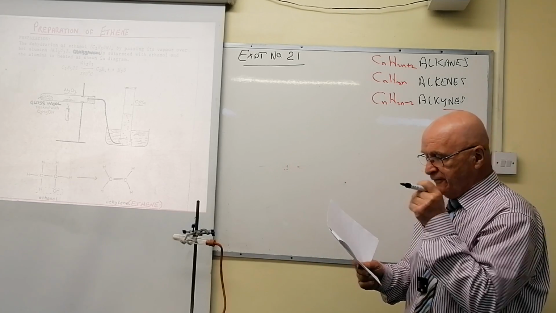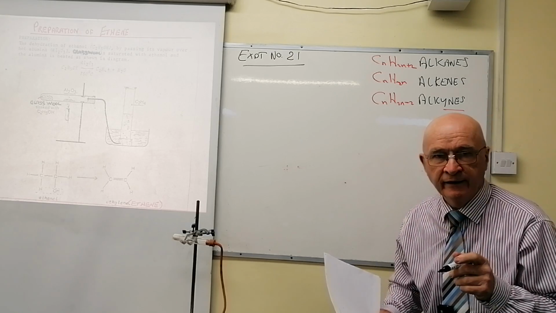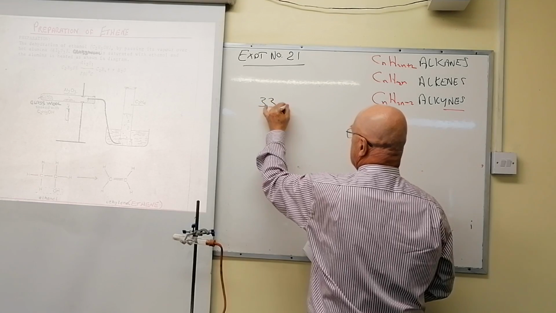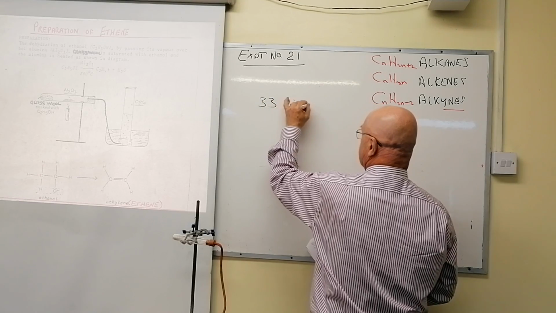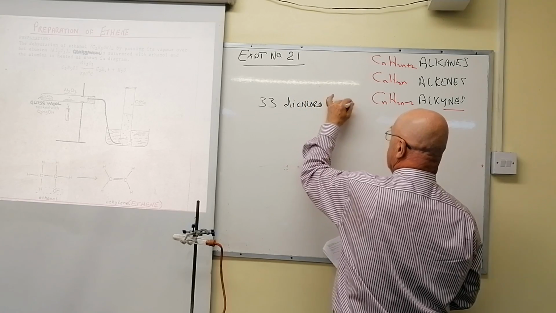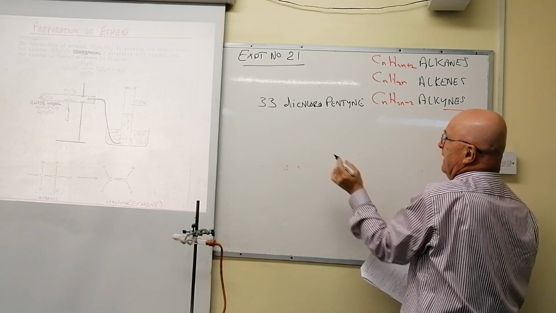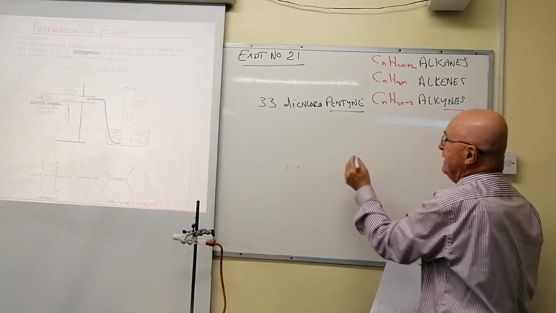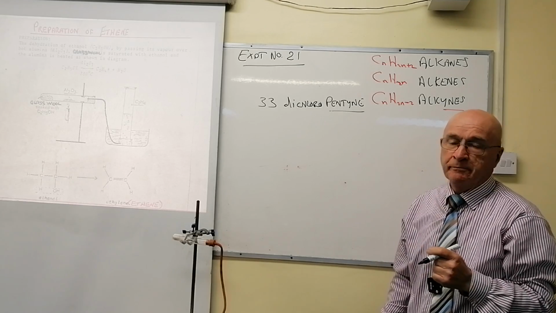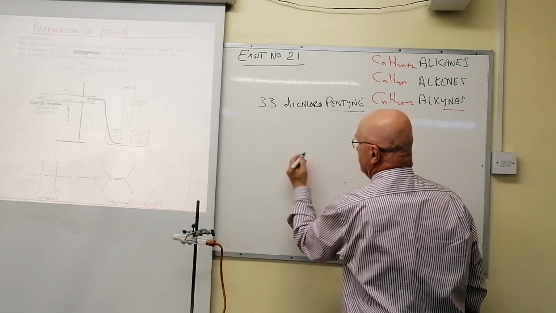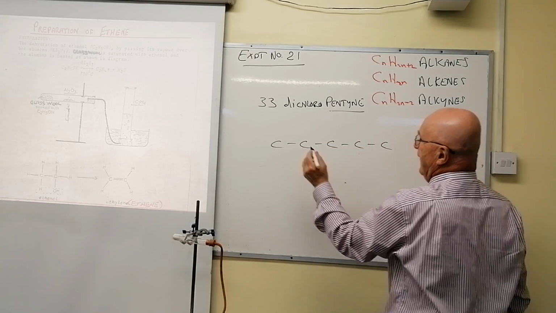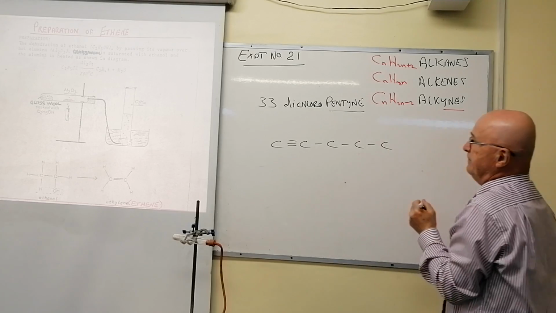Draw the structural formula of 3,3-dichloropentyne. 3,3-dichloro, CHLORO, pentyne, PENTYNE. Okay, that's the parent name, that's the family name, that's the first thing you go after. Yne means it's an alkyne, and pent means 5. So here we go. 1, 2, 3, 4, 5. And pentyne means there's a triple bond in it, okay?